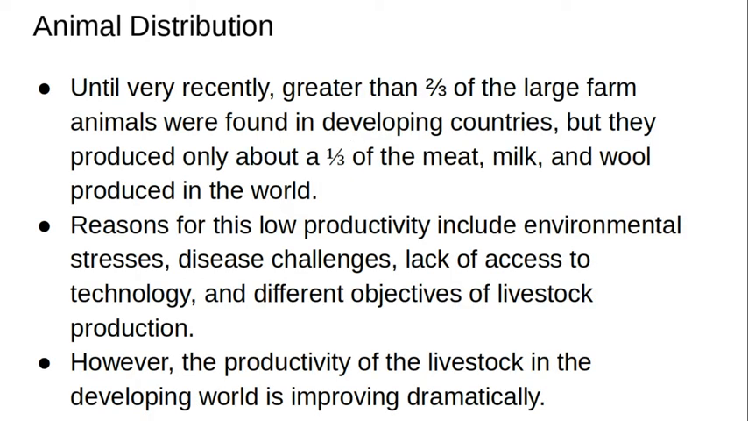Until very recently, greater than 2/3 of the large farm animals were found in developing countries, but they produced only about 1/3 of the meat, milk, and wool produced in the world. Reasons for this low productivity include environmental stresses, disease challenges, lack of access to technology or even industrial areas, and different objectives of livestock production. However, the productivity of the livestock in the developing world is improving dramatically.